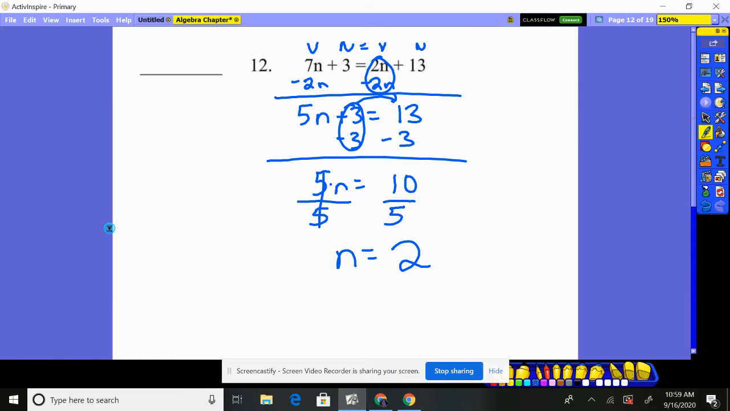We can check it. 7 times 2 plus 3, I bet you that will equal 2 times 2 plus 13. 14 plus 3, that's 17. 4 and 13, 17. Yep, 2 was the correct solution to number 12.